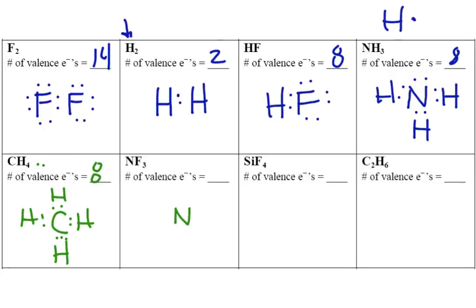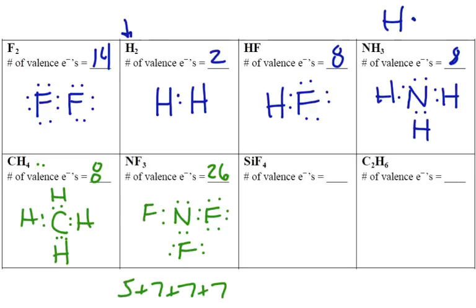NF3. Okay, nitrogen has five, and each of the fluorines has seven. So 21 plus 5, we're talking 26 electrons. So we're going to go fluorines. Now, fluorines are on the outside. We're going to give everybody an octet and see where that puts us. I usually try to give everybody an octet if I can, and then we go from there. So this is 2, 4, 6, 8, 10, 12, 14, 16, 18, 20, 22, 24, 26. So that is 26 electrons, so that is the right structure.